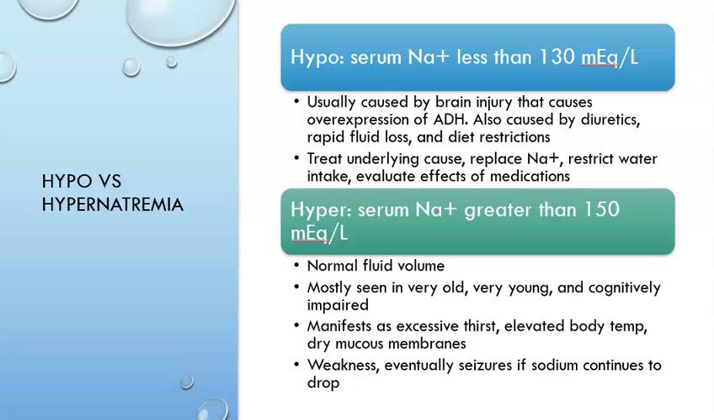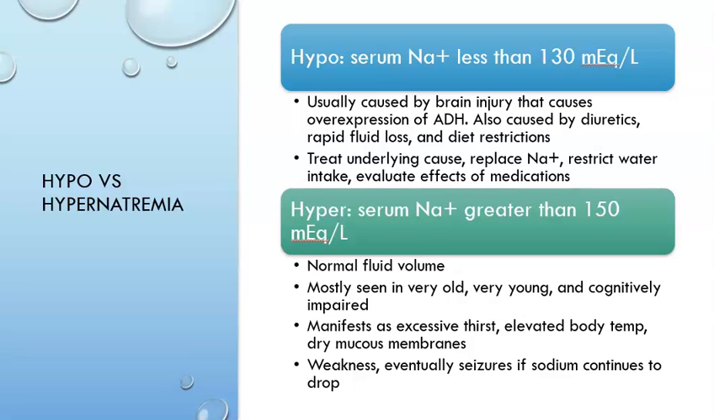So what is the difference between hypo and hypernatremia? Hypo is a serum sodium less than 130. This is usually caused by a brain injury that causes an overexpression of the antidiuretic hormone. Diuretics can cause this, so we would be monitoring sodium levels in patients on a diuretic. Rapid fluid loss, so these are patients if they're on a laxative or they're significantly restricting their diet.